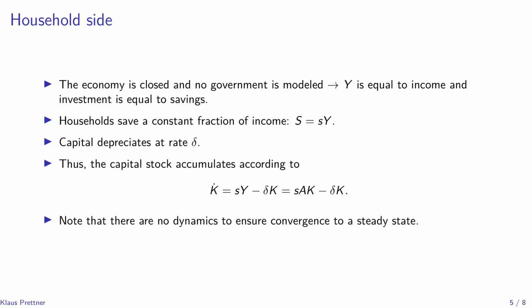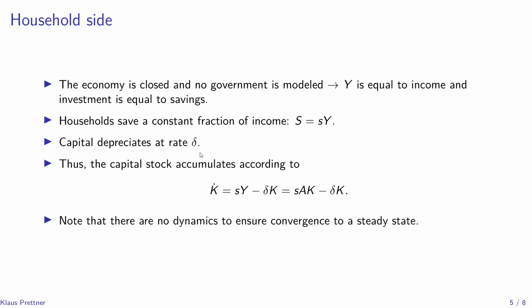From the household side, the economy is assumed to be closed and there is no government. And therefore, as I already mentioned, output is equal to income. And investment in such an economy is also equal to savings, that we also already know from the Solow growth model. And then we have again the behavioral assumption that households save a constant fraction of income. So aggregate savings would be equal to aggregate income multiplied by the saving rate. That's aggregate saving, which is equal to aggregate investment.